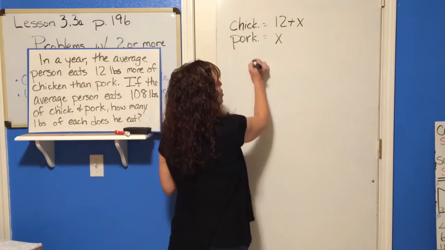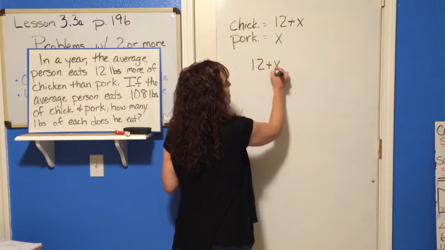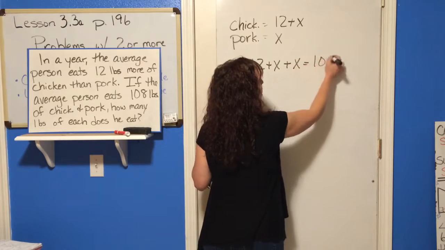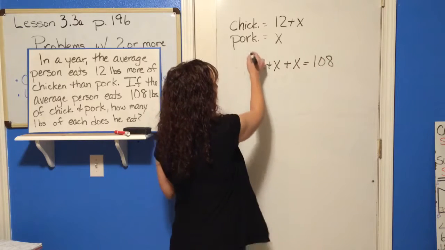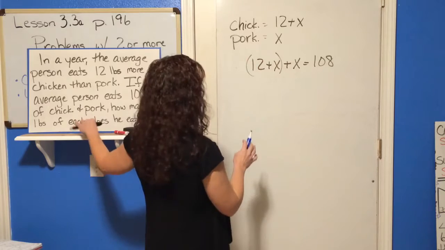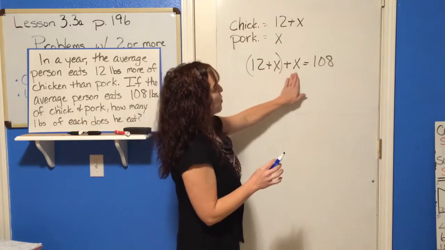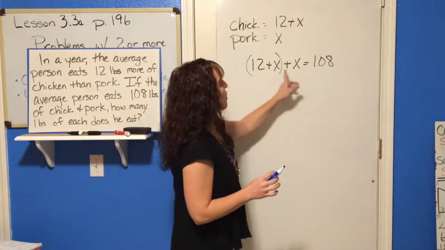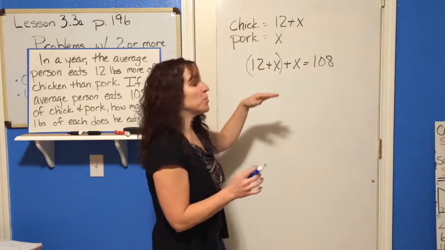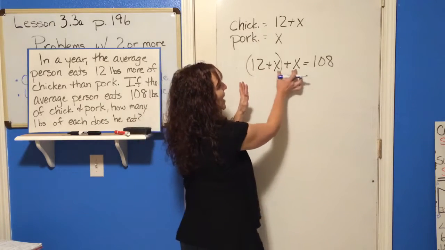So you just put the amount of chicken is 12 plus x, plus the amount of pork is x, and that equals 108. And you can put that in parentheses if you wish, just to help your brain remember and determine, okay, this is chicken plus the pork equals the total. But remember, this is adding, so we're not multiplying by anything, so we don't have to distribute. So I can simply combine like terms.